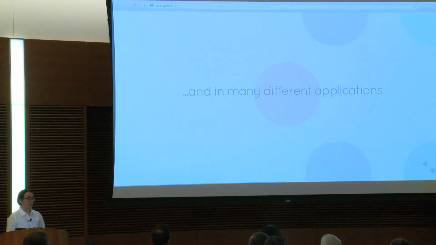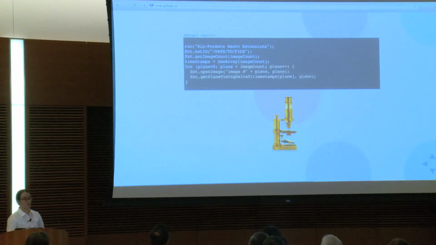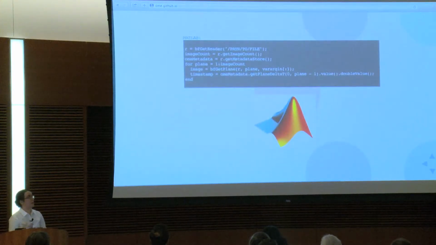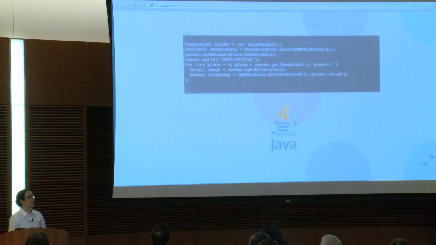All of those domains still use the same software, the same API. So that means that the code to read an image and, say, the timestamp associated with it is going to be pretty much the same, regardless of the format and whether you're in an ImageJ macro, MATLAB, or Java code.